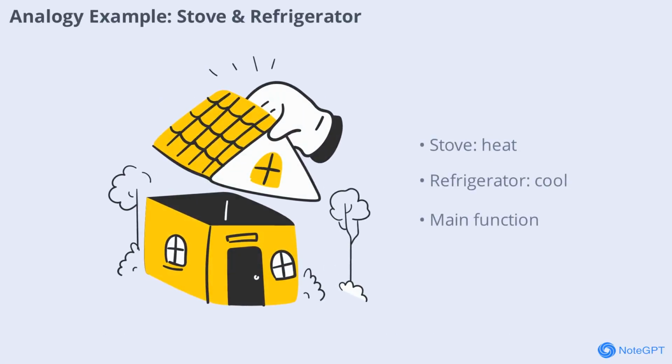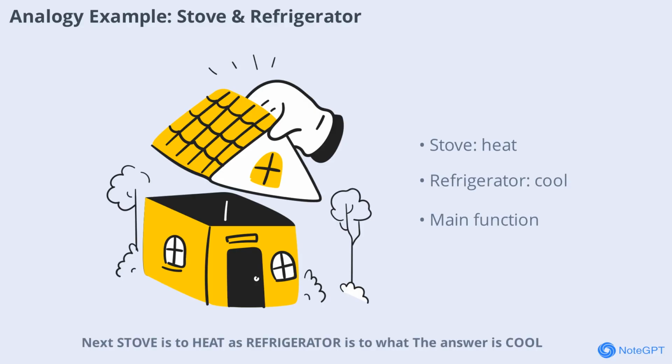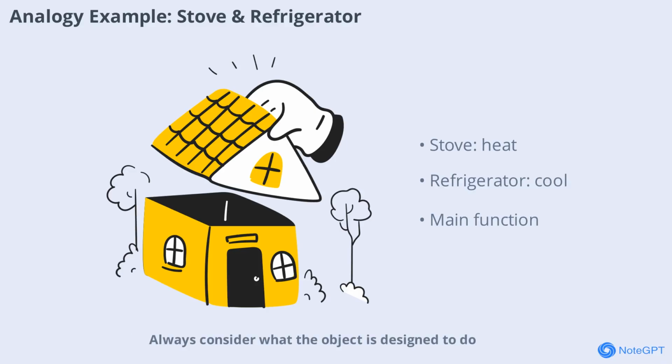Next, stove is to heat as refrigerator is to what? The answer is cool. A stove is used to heat and a refrigerator is used to cool. This analogy is about the main function of an appliance. Always consider what the object is designed to do.